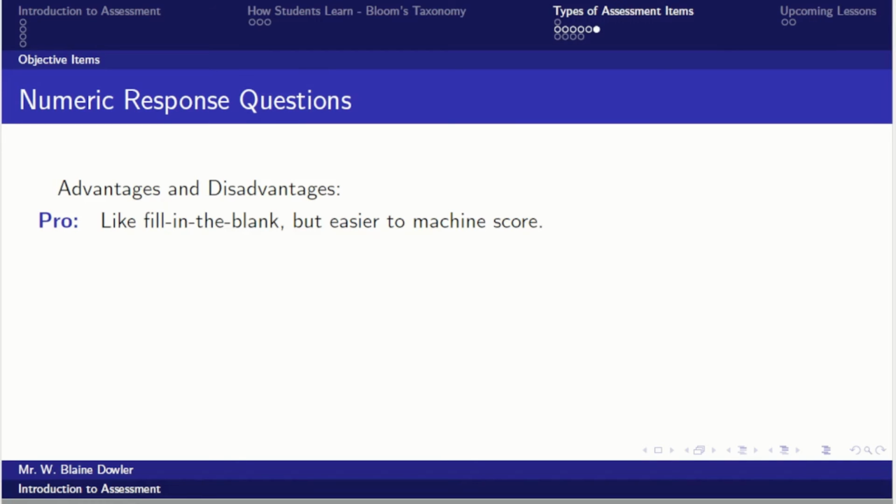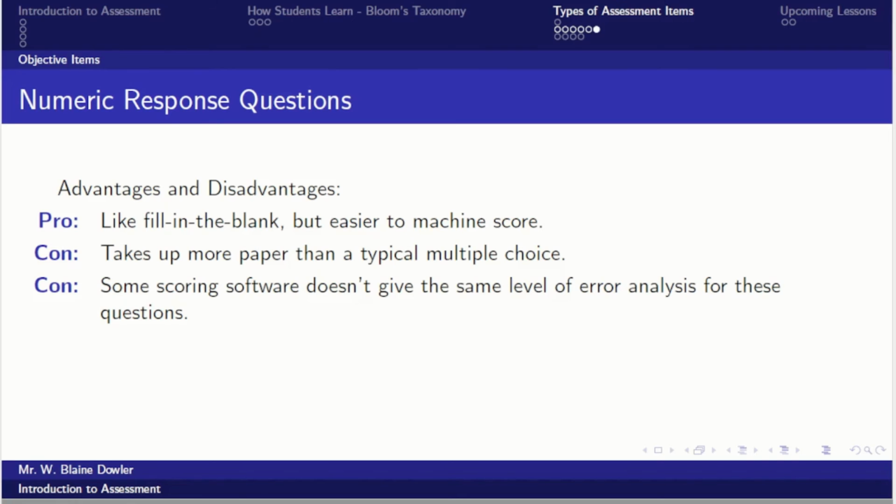Numeric response questions are also a possibility. They are effectively fill in the blank, but easier to machine score. The downside is those blanks have to be numbers. They take up more paper than a typical multiple choice. So if you think about it in terms of a Scantron, 1 row will give you the options for multiple choice, but you might need 11 or 12 rows to get the digits 0 to 9, and then you might need decimals, fractions, negative signs. There's a lot of other bubbles you can fill in.